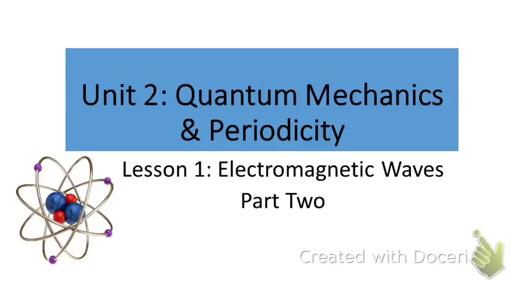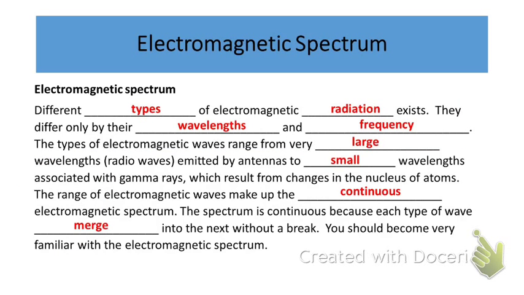Alright, let's get started with Lesson 1, Part 2 on electromagnetic waves. Remember, an electromagnetic wave is just light that's radiating out from a charged particle that is vibrating. And electromagnetic waves are made up of an electrical wave and a magnetic wave that are traveling together, perpendicular to each other. Alright, so now that we understand what an electromagnetic wave is, we're going to talk about what is known as the electromagnetic spectrum.